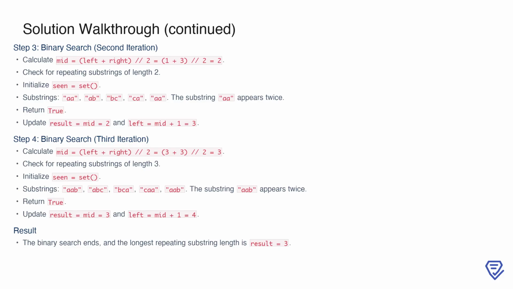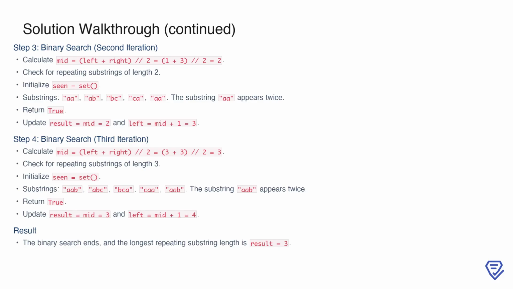In the second iteration of binary search for the string s equals abcabca, we calculate mid as (left + right) // 2, which results in 2. We now check for repeating substrings of length 2. As usual, we initialize an empty set seen and process substrings of length 2: AB, BC, CA, AB, and another BC. This time, the substring AB appears twice, which is detected as a duplicate. The helper function returns true, confirming the existence of a repeating substring of length 2. We update result to mid, making result equal 2, and adjust the binary search range by setting left to mid + 1, which increases it to 3.